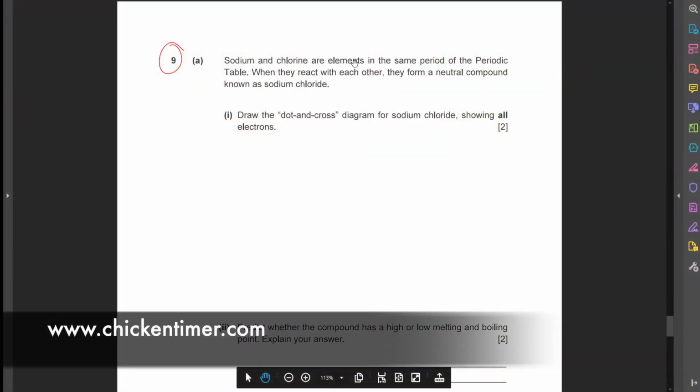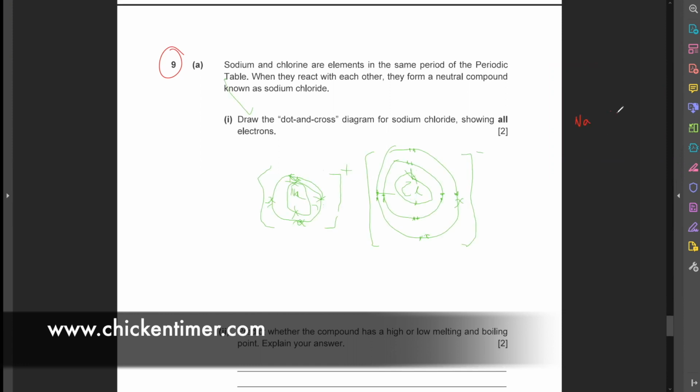So first we will let you do, then we will continue. Sodium is 11, then chlorine is 17. So sodium is 2, 8, 1, and you will lose this one electron. So you draw 1, 2, 3, 4, 5, 6, 7, 8, 9, 10. Then chlorine is 17, so it's 2, 8, 7. So it will take in 1.